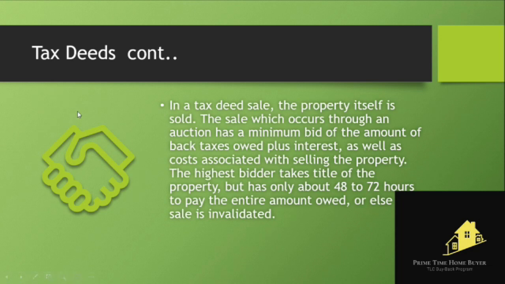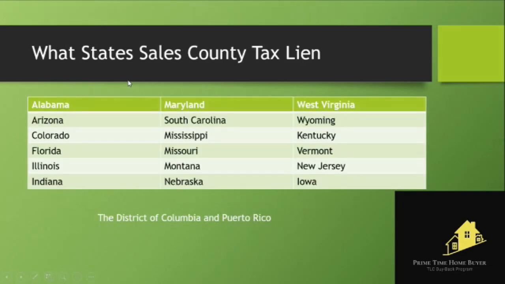So that's the difference, and that's why I explained to you guys that with the tax deed process versus the tax lien process, you have to be more aggressive, as well as make sure that you have your financial situation together to acquire that property within 48 to 72 hours.